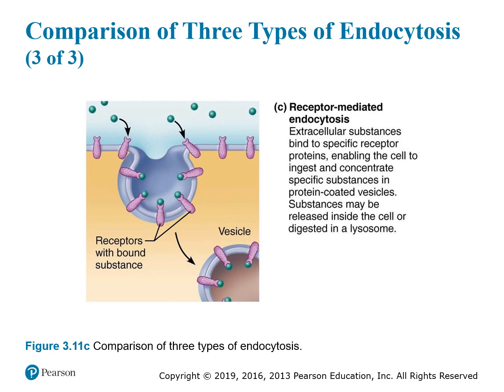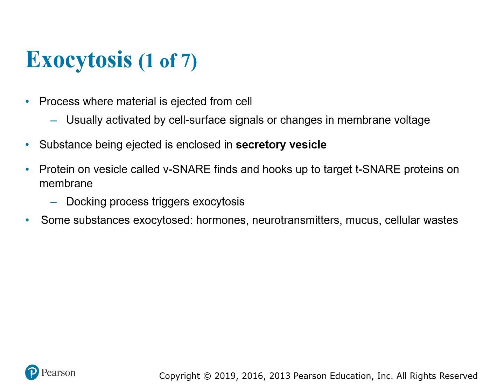So very specific because it's not just endocytosis. Now it has to be triggered by something specific. Now the opposite is also true. You can bring stuff into the cell, you can send stuff out of the cell. So this is signaled by cell surface receptors or perhaps a change in membrane voltage.